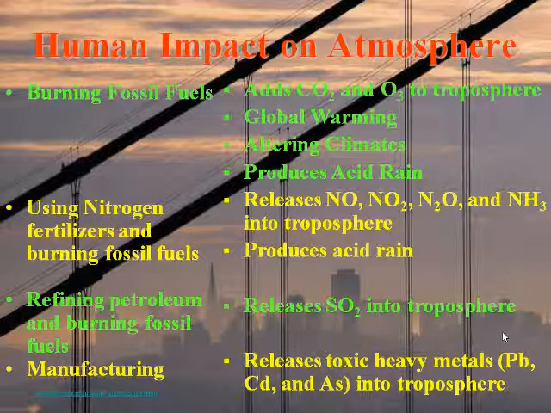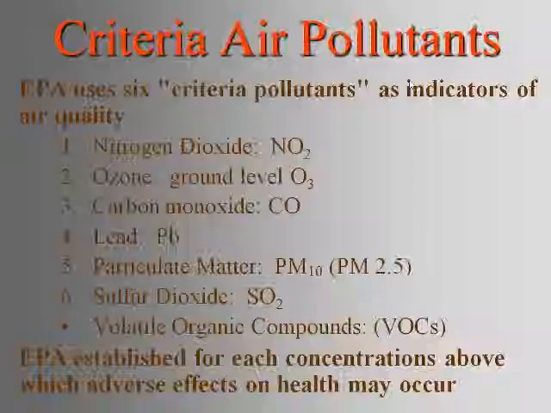Okay, so human impact on the atmosphere. We burn fossil fuels, we use fertilizers, we refine petroleum, we manufacture a whole bunch of stuff. So these are all of our actions. This is what we're doing, and this is the impact. Okay, so it adds carbon dioxide and ozone, increases global warming and climate change, it produces acid rain, it releases nitrates. So look at those two columns, that's what that is looking at.